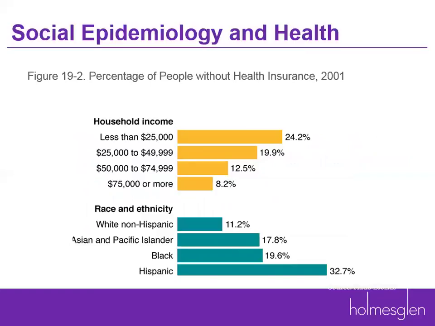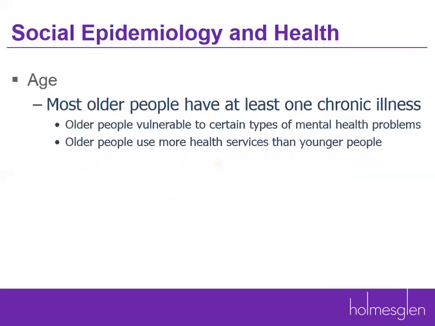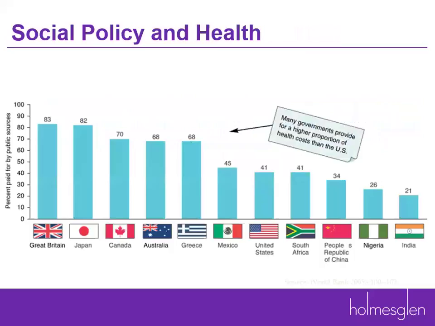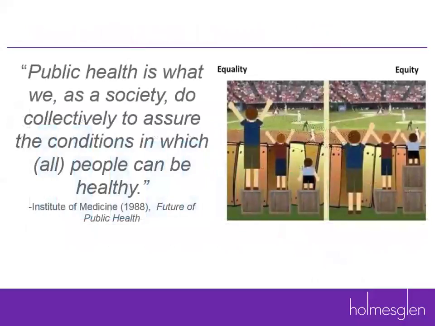Health insurance, your ability to pay. You're relying on health insurance, you're in a big job. Age is an issue. How much society pays for healthcare. And the difference between equality and equity. So I think that sums it up nicely.